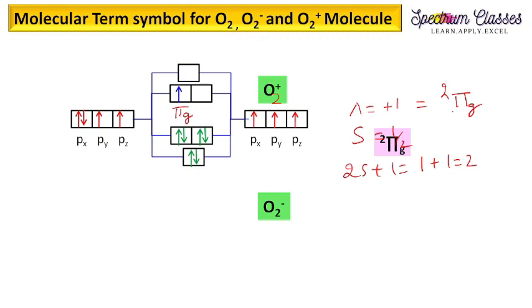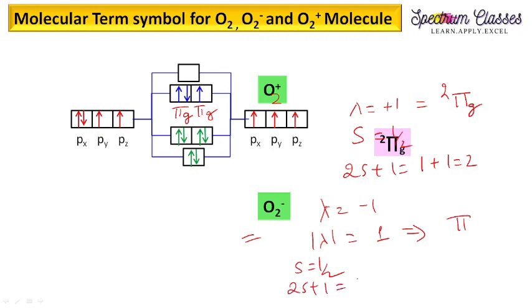If I am having O2 minus, then guys, you have to predict this O2 minus. O2 minus means oxygen is having one extra electron. So here we are having 3 electrons. Lambda is equal to minus 1, and taking the modulus it will be 1, and this represents the pi state. Similarly, one electron is unpaired, so S will be 1 by 2 and 2S plus 1 will be 2, and this is in the gerade molecular orbital. So again we are having the same term symbol for this.